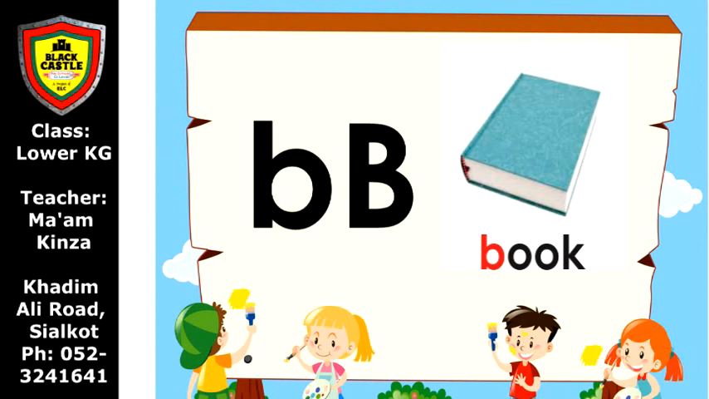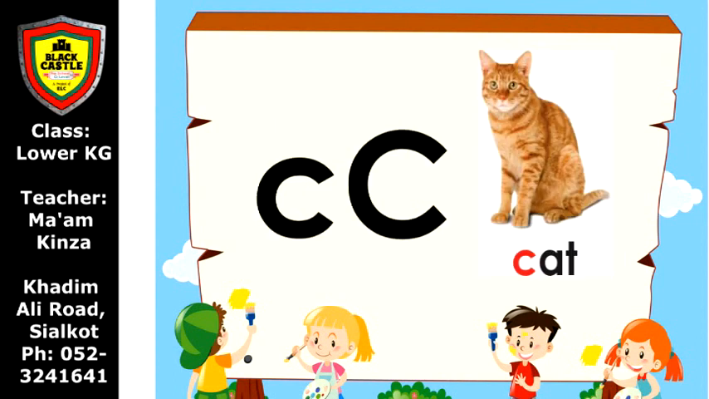B, B, book. Very good. B, B, book. Now there is one more alphabet. This is letter C, and C says K. C says K. Very good.